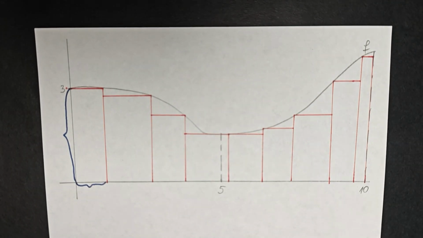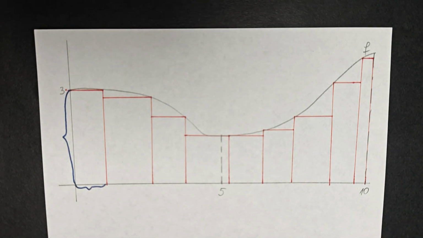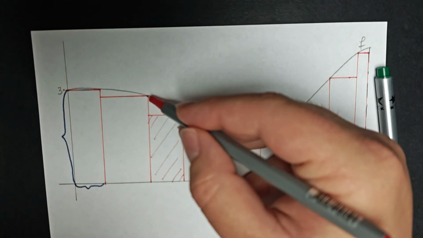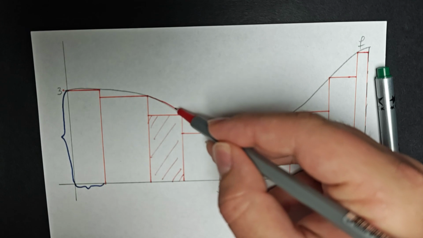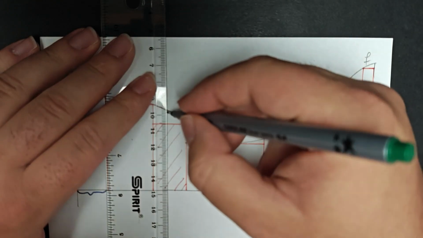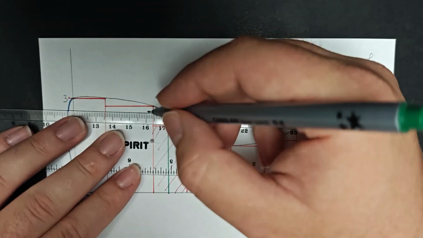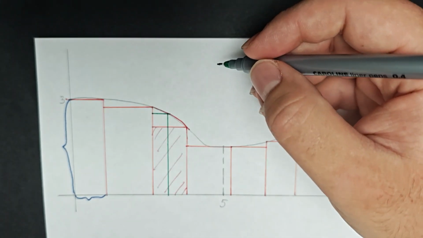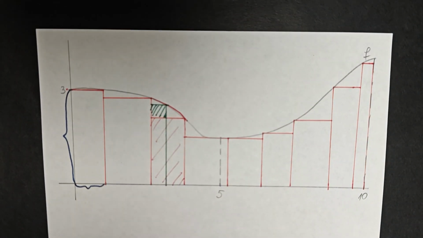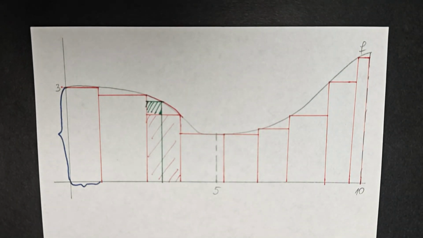Now to get more rectangles, I am just going to divide the existing ones. So observe this rectangle here. We got this area as an approximation for the area of this part of the function. Now, if we divide that rectangle into two rectangles, we are going to get a better approximation. We have this rectangle here, and as you can see, by adding this part over here, we are going to get that better approximation. We are going to do that with all the rectangles.